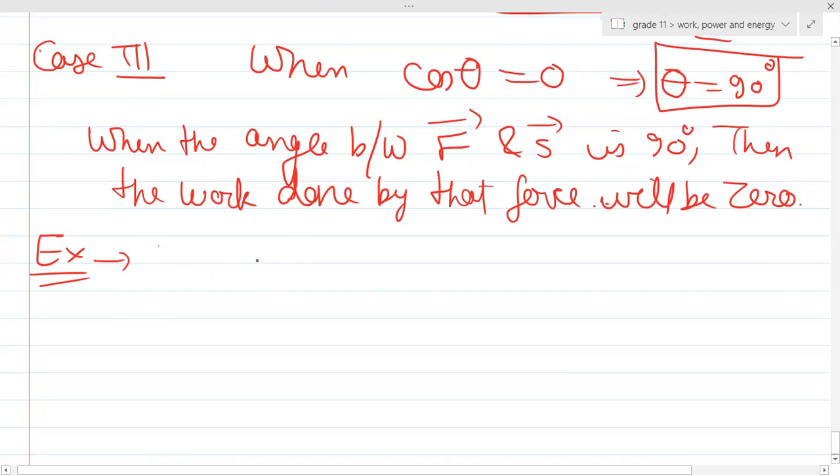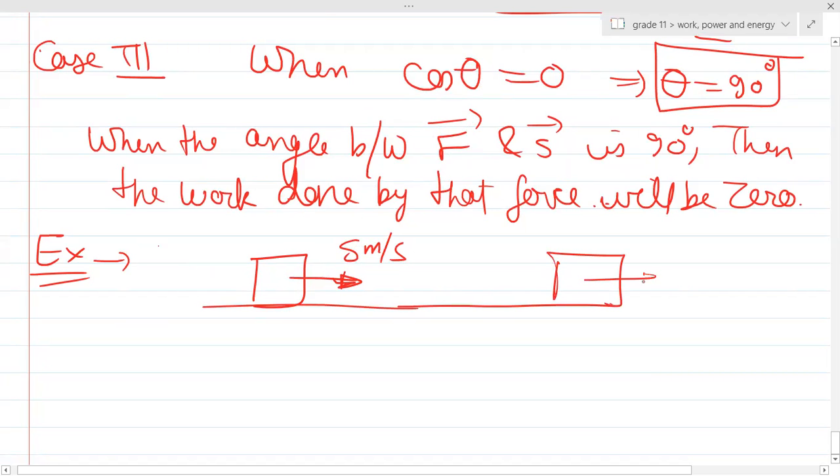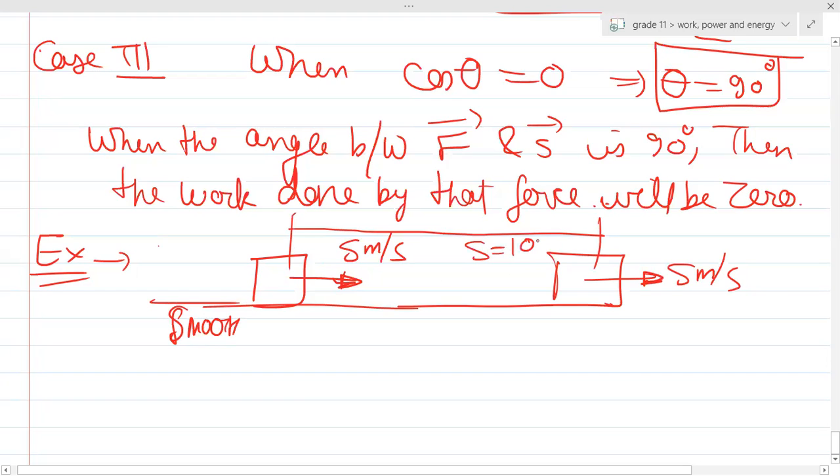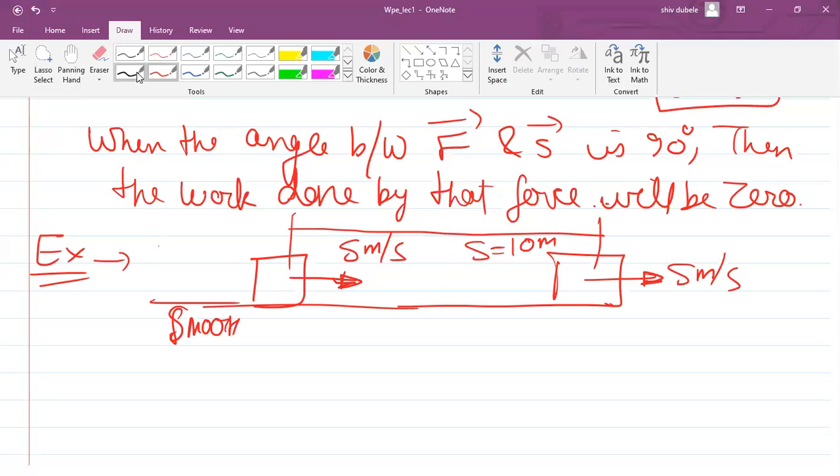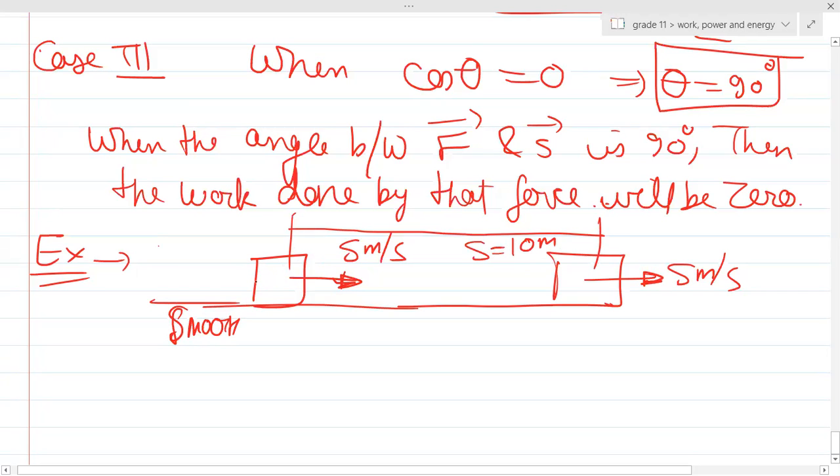As an example, suppose there is an object, and let's say this object is moving with 5 meter per second in this direction, and it still moves with 5 meter per second. This is a frictionless, smooth surface. Now can you see, guys, this object has displaced, let's say, by 10 meters. Sir, wait. How is there constant speed? Because I have given it a constant speed. Initially it was moving with a constant speed, it moves with a constant speed. I have not applied any force in this direction. Can you see any force?